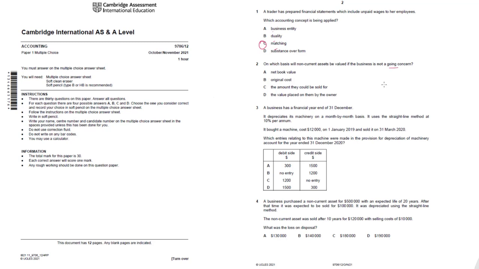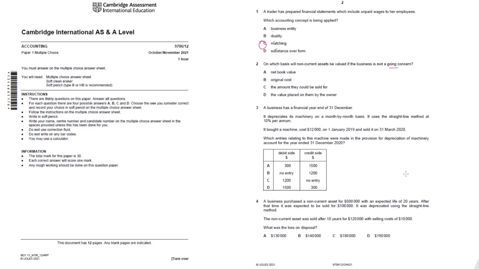So going concern means that you assume that the business is going to continue forever or for a long time, for an indefinite time. If this assumption is not there, you cannot show your non-current assets at their net book value because you are not expecting the business to continue for long. So there is no expectation of the assets being used for a long time.